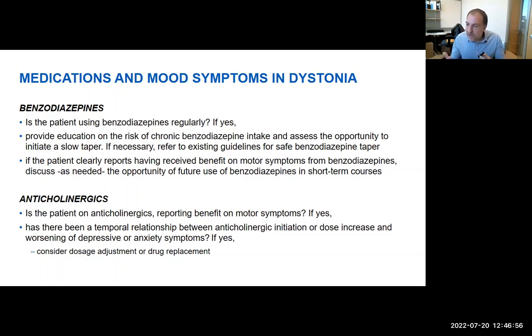whether the start of the anticholinergic treatment or an increase in its dose has in some way been associated with a worsening of depression or anxiety, because there is evidence of such a potential side effect of anticholinergics. In these cases, obviously, we need to consider dosage adjustment or even replace the medication.